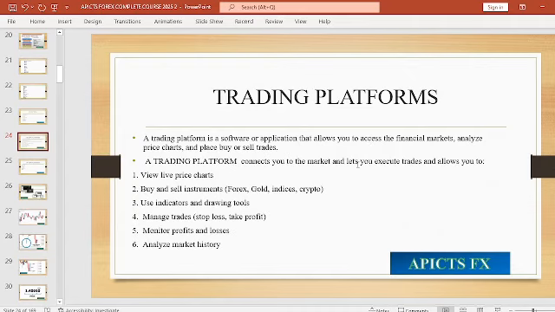So a trading platform connects you with the market. You need to understand that the forex market is a global market. It can be traded from anywhere in the world. How do you have access to this market? You have access to the market by what we call a trading platform. It allows you to view live price charts. It also allows you to buy and sell instruments. You can buy forex, you can buy gold, you can buy indices, you can buy crypto.